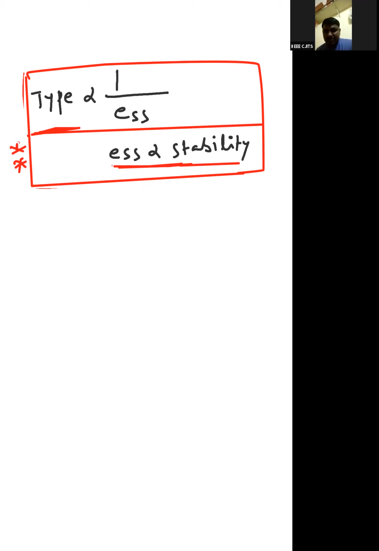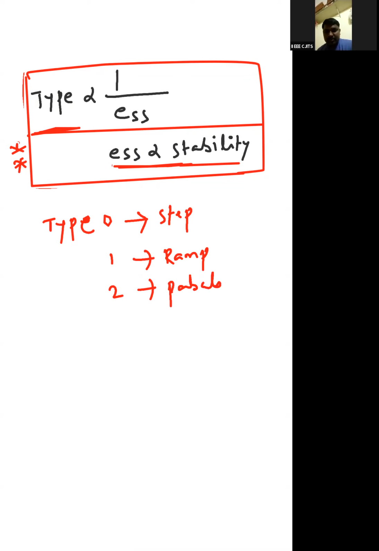Okay now, and one more thing here. Type 0, just observe here, is only for the step input. Type 1 is only for the ramp input, as discussed. Type 2 is only for the parabolic input, as we discussed here.